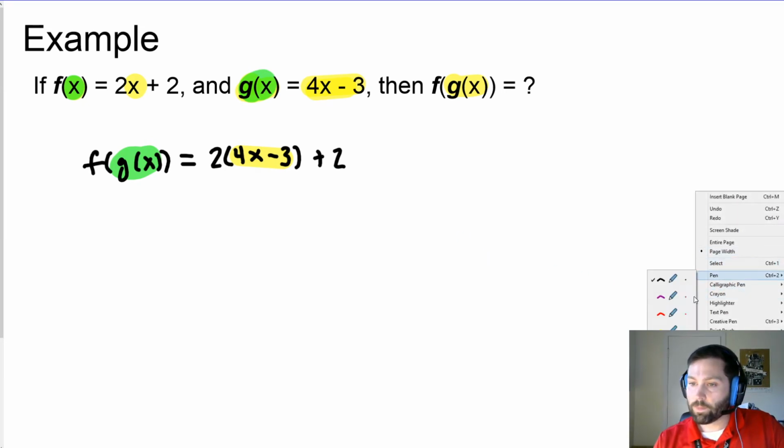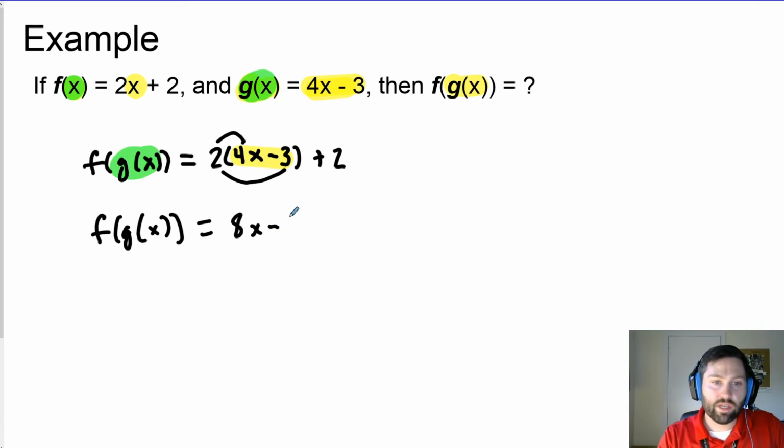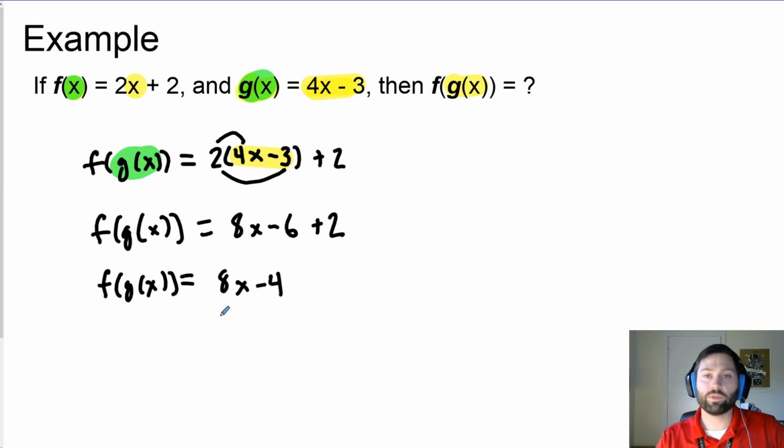To simplify it, I know that I must distribute first. So I get f of g of x as it stands on the left side of the equation equals 2 times 4x is 8x, 2 times negative 3 is negative 6, and I have a plus 2 on the outside. So the last thing that I have to do is combine my like terms. So f of g of x equals 8x, and then negative 6 plus 2 is negative 4. So f of g of x in this situation equals 8x minus 4.